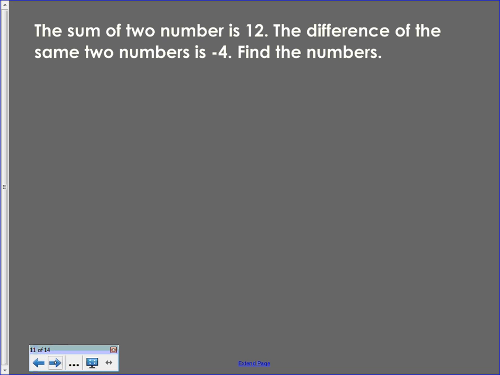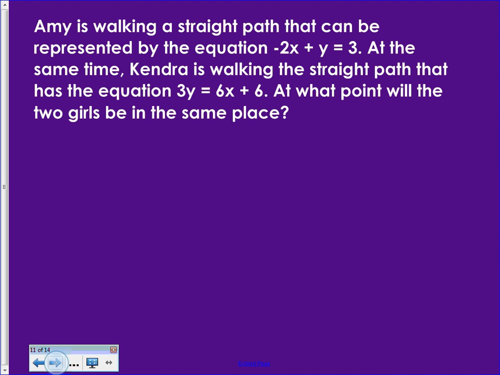Let's take a look at another word problem here. So the sum of two numbers is 12. So we're going to let the two numbers be x and y. So we're going to get x plus y is equal to 12. And then the difference, x minus y, is equal to negative 4. So this is set up really nicely for you to use elimination. I want you to go ahead and do that on your own. Solve that one by elimination for me.